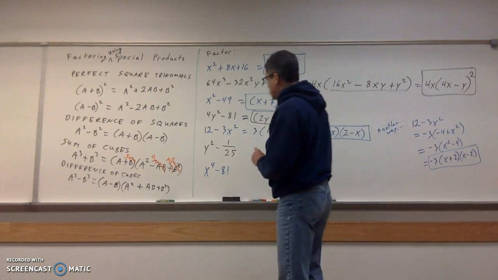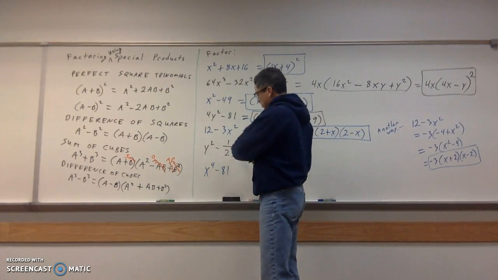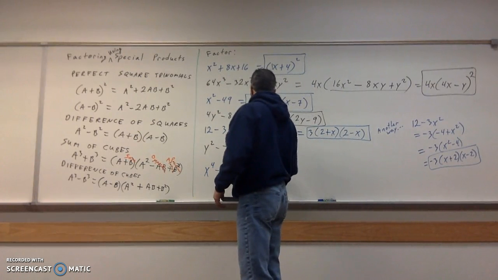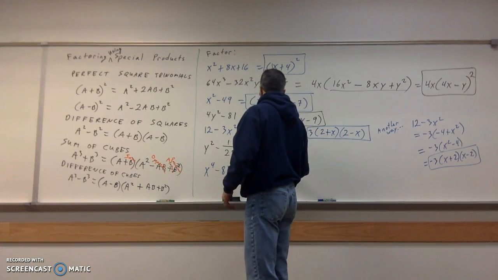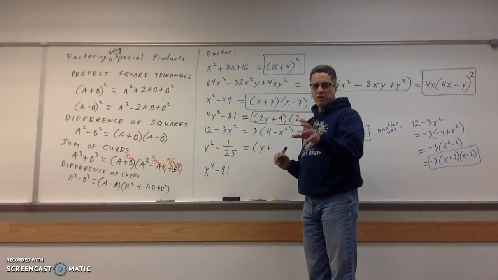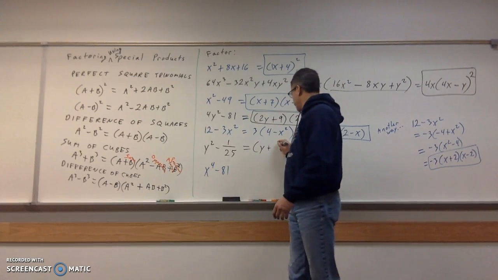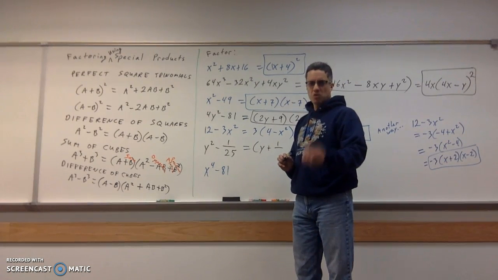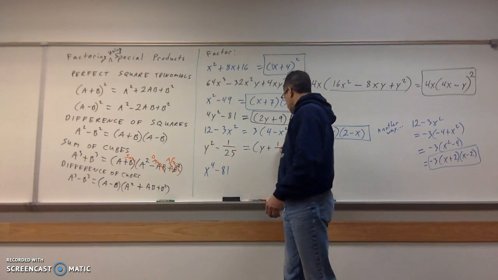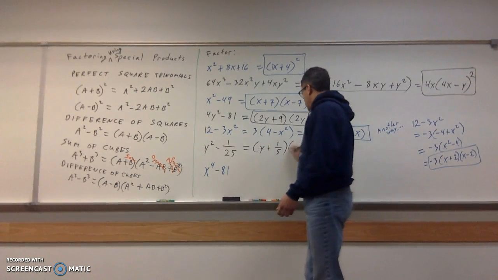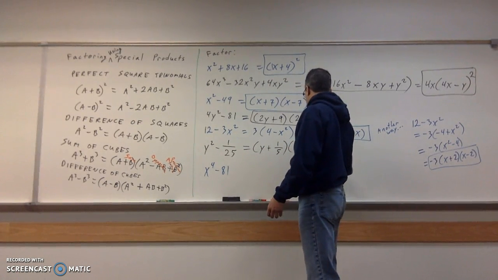All right, y squared minus 1 over 25. Don't let that fraction push you around. It's a perfect square. So you can have y plus the square root of 1 over 25. Just square root the numerator. Square root of 1 is 1. Square root the denominator. Square root of 25 is 5. So the square root of 1/25 is 1/5. Okay? So we're looking at y plus 1/5 and y minus 1/5. Boom, done.